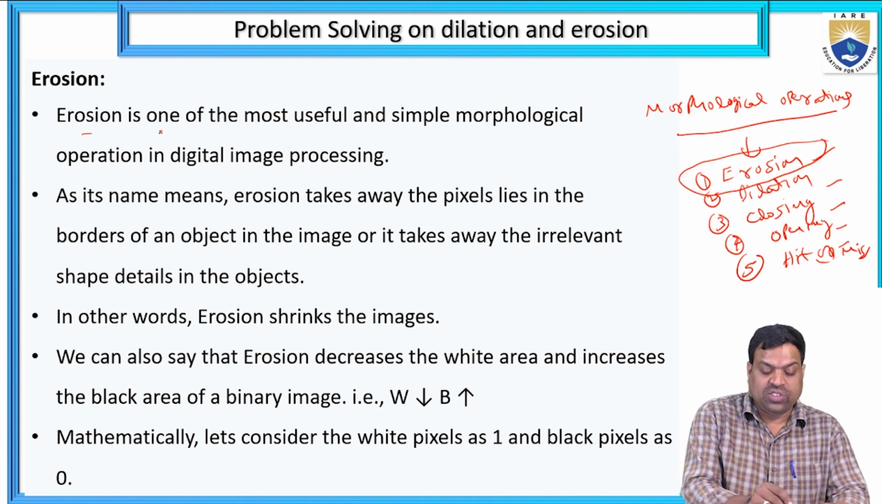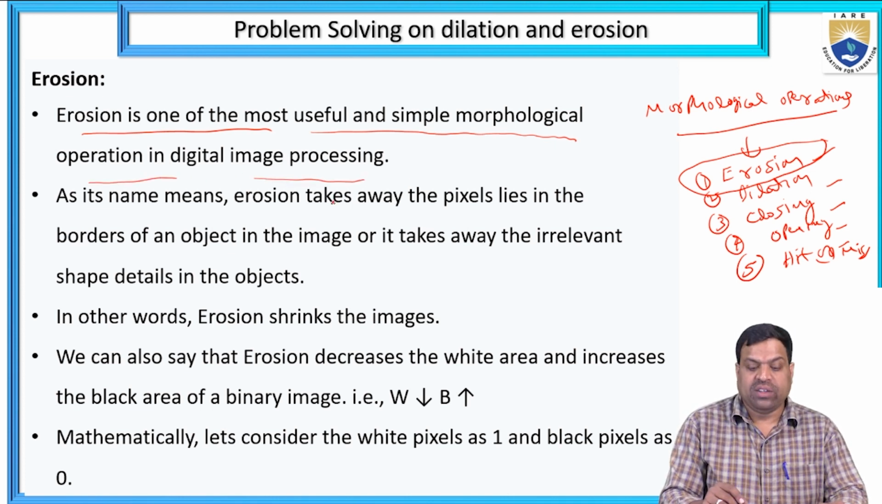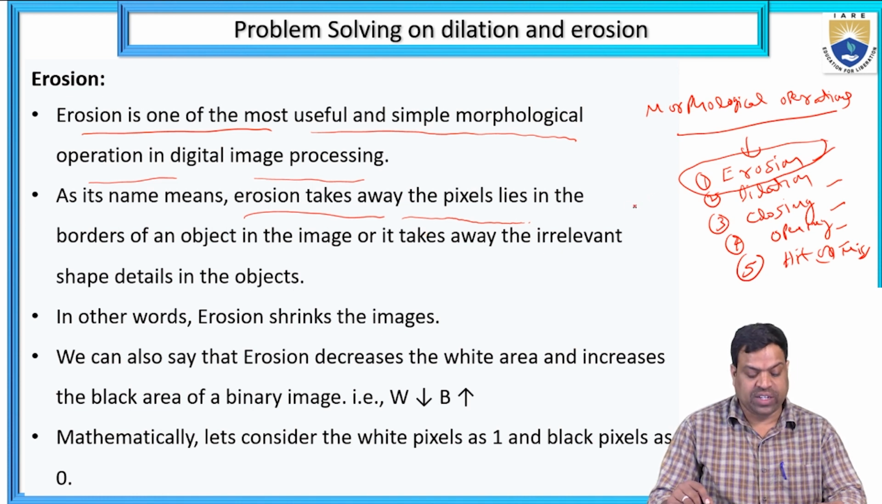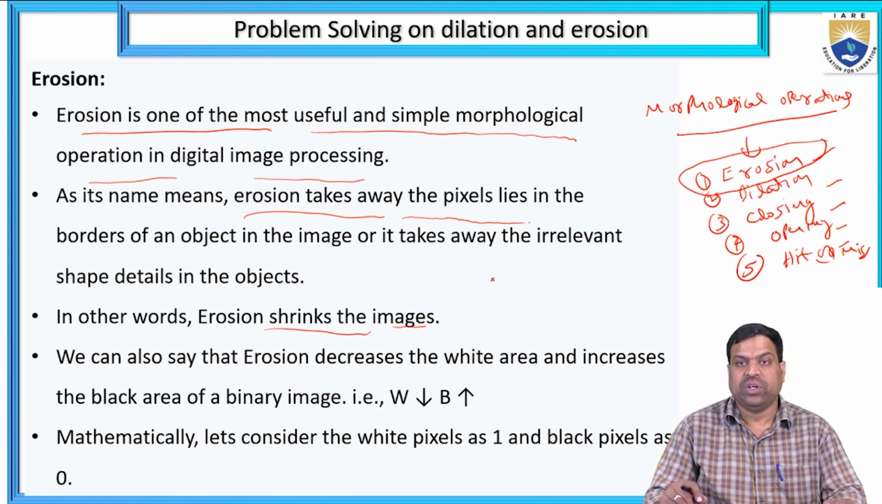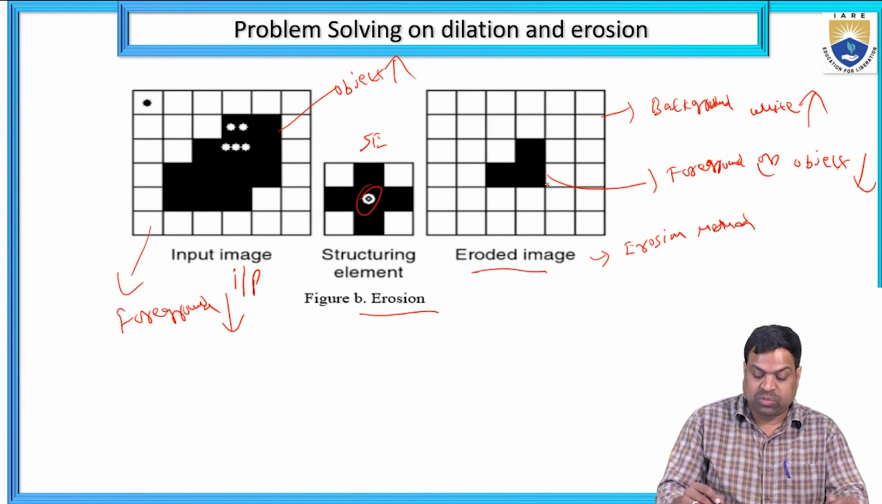Erosion is one of the most useful and simple morphological operations in digital image processing. Erosion takes away the pixels that lie on the border of an object in the image, or it takes away the irrelevant shape details in the objects. So erosion shrinks the image. Erosion is shrinking the image, meaning reducing the image. Dilation is expanding. Here it is eroded, which means shrunk.